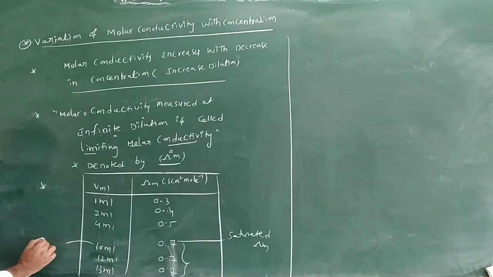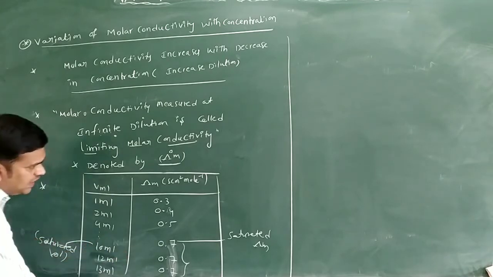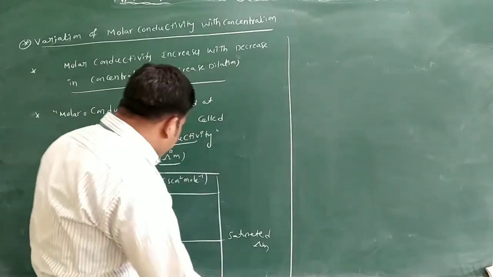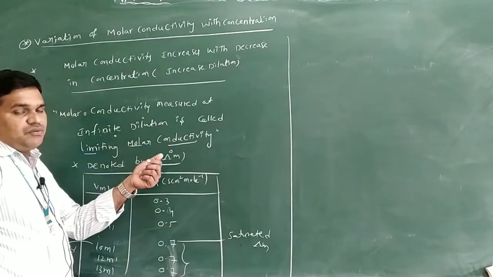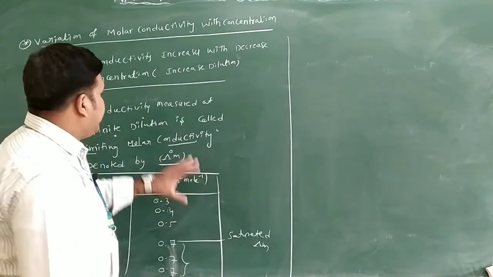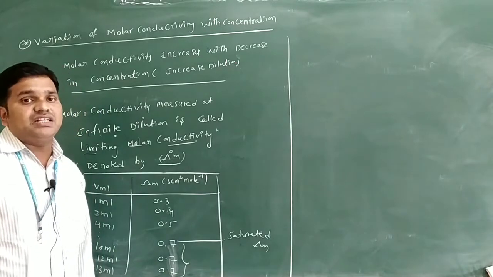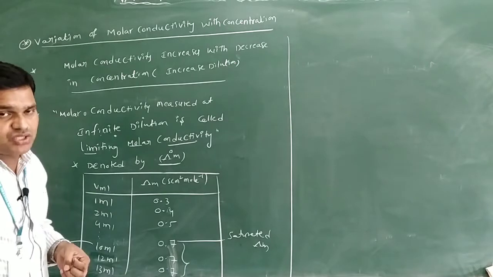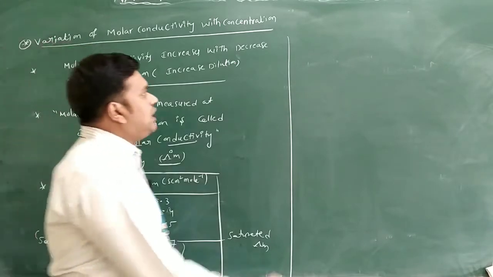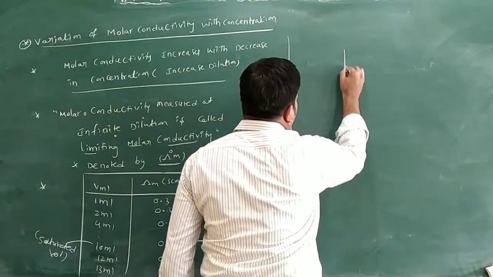This saturated molar conductivity is what we call the limiting molar conductivity. We can define it as the limiting molar conductivity at infinite dilution. The molar conductivity of a solution measured at infinite dilution is called the limiting molar conductivity. Let us see the graph for this one.